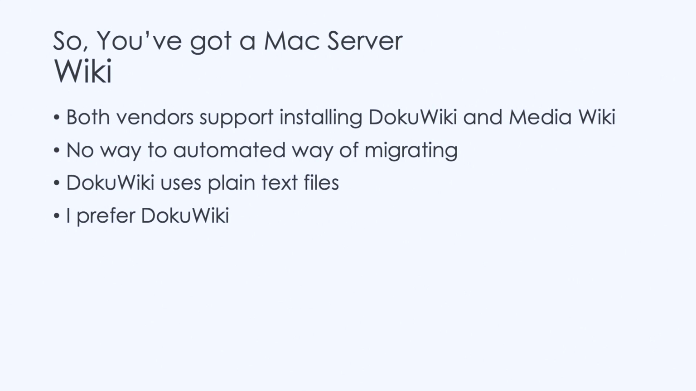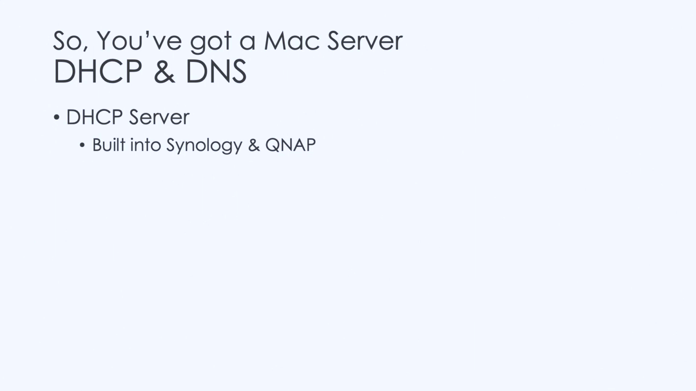If you're running MacOS Wiki, you can use DokuWiki or MediaWiki on both of these vendors. They both support turnkey installation of it, but there is no automated way of migrating, unfortunately. If you're using DokuWiki, it uses plain text files, so you might be able to scrape that data and dump it into a plain text file. It's one reason I prefer and really enjoy using DokuWiki: it's just plain text files. As soon as you create a new page, it creates a text file on the back end. Configuration is all in plain text, which makes it convenient.